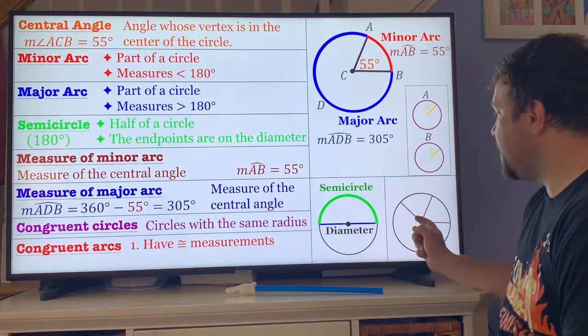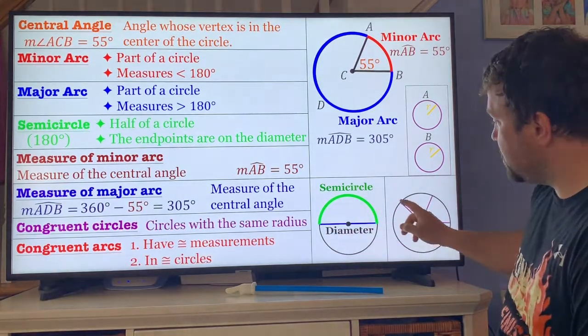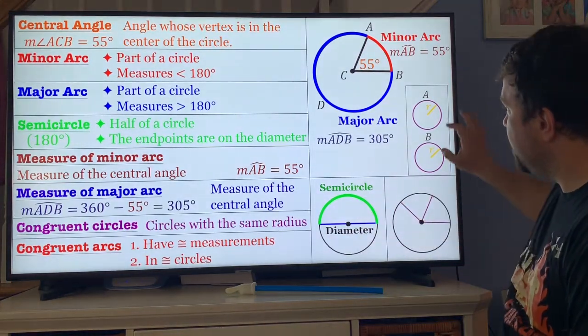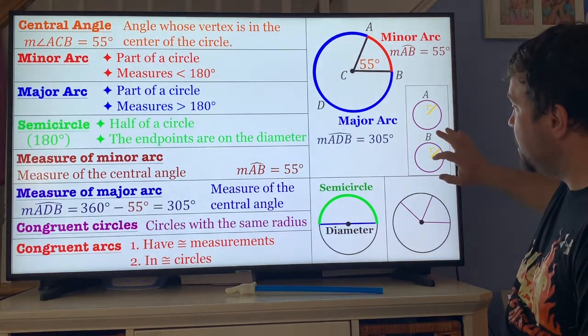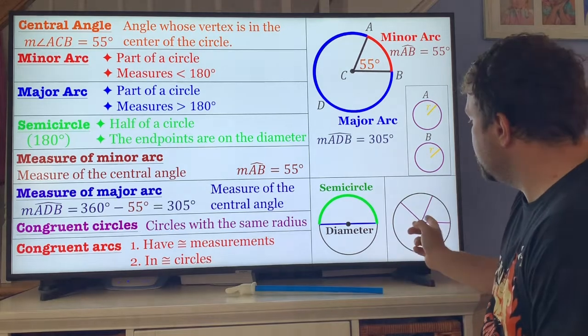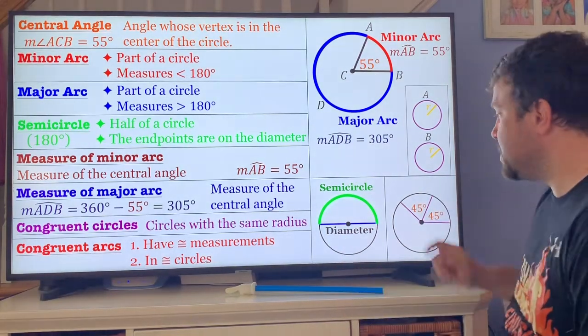They also have to have a circle with the same radius, okay? So this is the same circle, so the radius is obviously the same. But if you had these two circles, you can also have congruent arcs there because they have the same radius. But then you would just need the same central angle. So in this case, both these angles are 45. That's one check, same measurements.